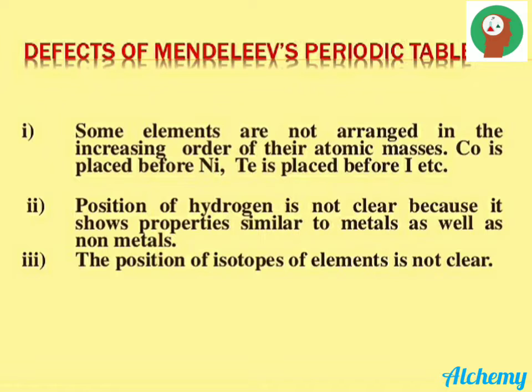The demerits of Mendeleev's periodic table are: some elements are not arranged in the increasing order of their atomic masses. Cobalt is placed before nickel and tellurium is placed before iodine, etc. The position of hydrogen is not clear because it shows properties similar to metals as well as non-metals. The position of isotopes of elements is not clear.